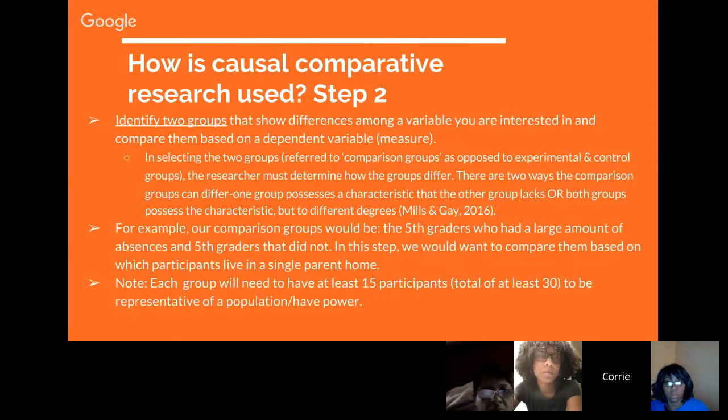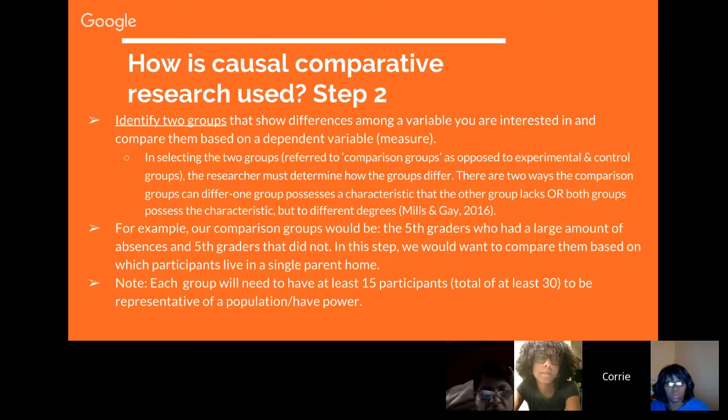In step 2, we're going to identify the 2 groups. We're going to identify the groups that show differences among a variable that you're interested in and compare them based on the dependent variable, which is what we're measuring. In selecting the two groups, which are referred to as the comparison groups, the researcher must determine how the groups differ. There are two ways the comparison groups can differ. Either one group can possess a characteristic that the other group lacks, or both groups possess the characteristic, but to different degrees.